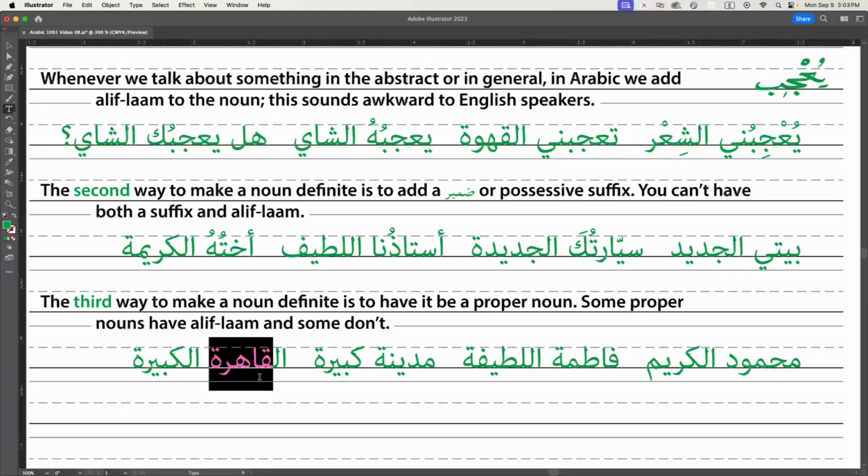Al-Qahira is the word for Cairo, and it means the conqueror, and it happens to have alif lam on it for no particularly good reason, and so its adjective needs to have alif lam on it as well. And since it's feminine, its adjective needs to be feminine as well.